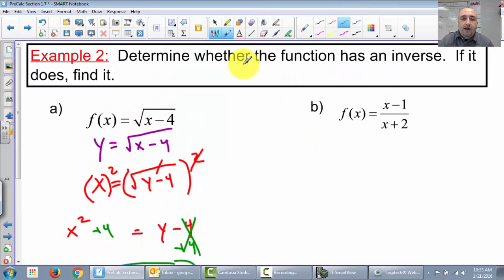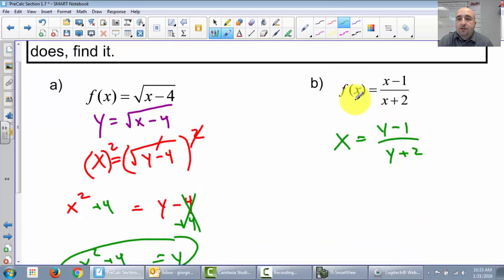All right, let's do the second one now. The second one's a little bit harder. I'm going to tell you that it has a function, it has an inverse. So let's switch x and y. So x equals y minus 1 over y plus 2. All right, this one is quite a bit harder, so let's do the steps here.